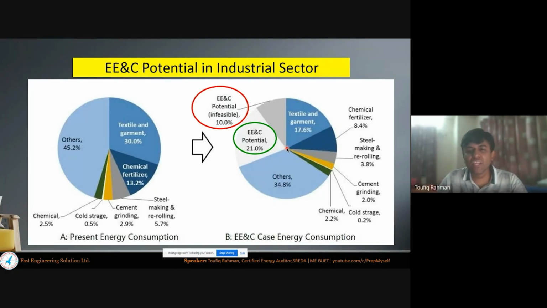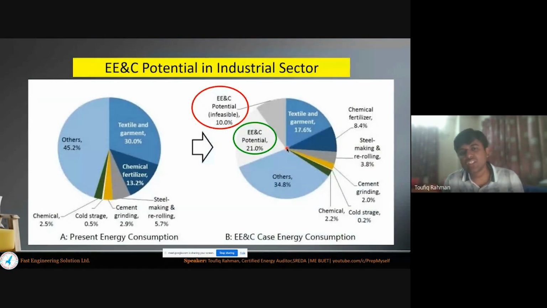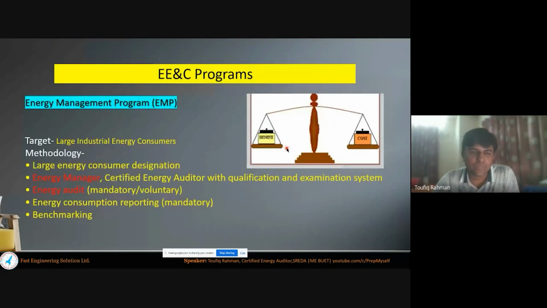So it is a little bit tricky. Government organizations have to come forward to achieve this goal. So right now we are going for the energy management system, because to save this 21% of energy, we need an energy management system. We included the energy management system for the large energy consumers in Bangladesh, as well as to prepare energy managers and energy auditors.